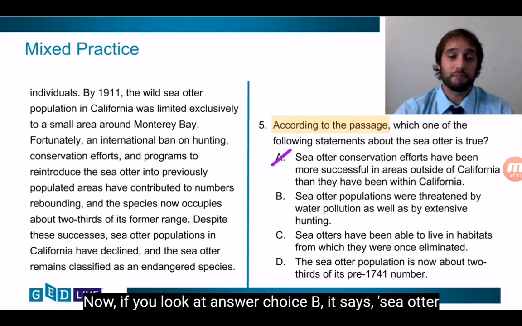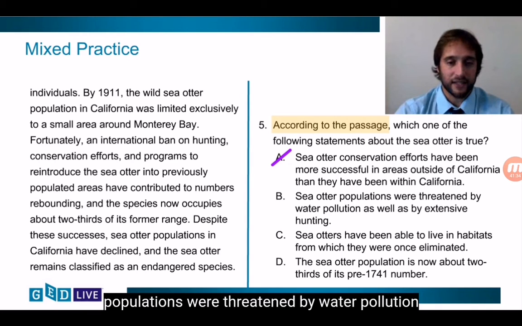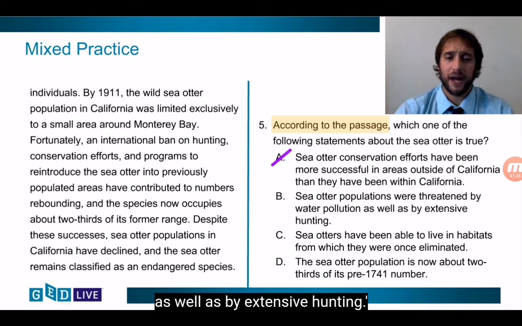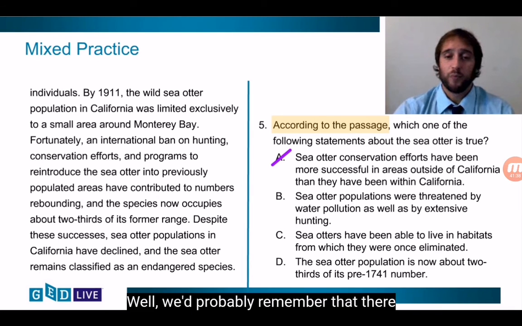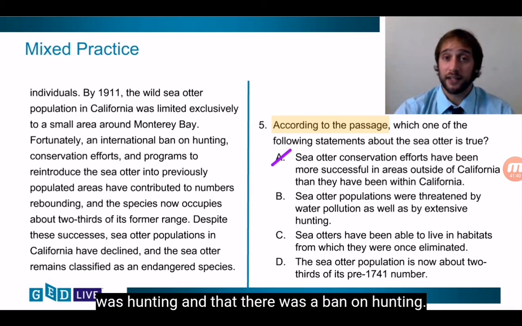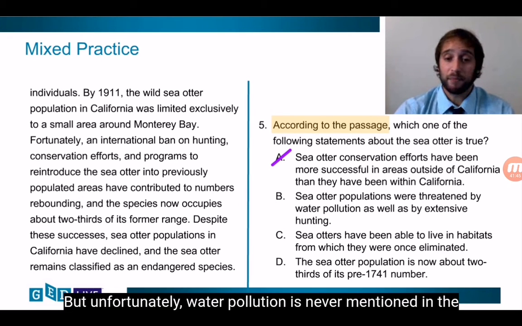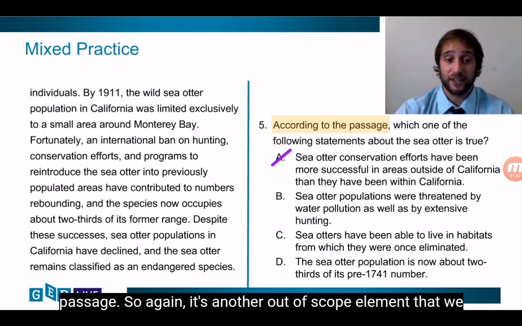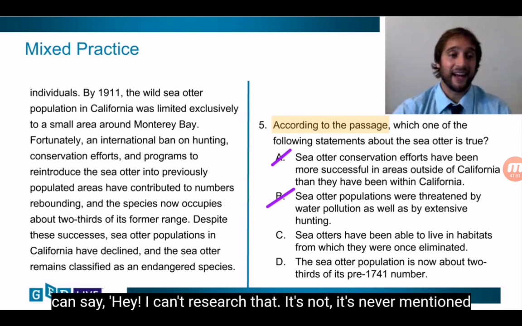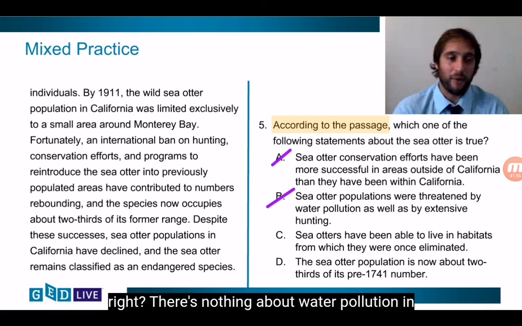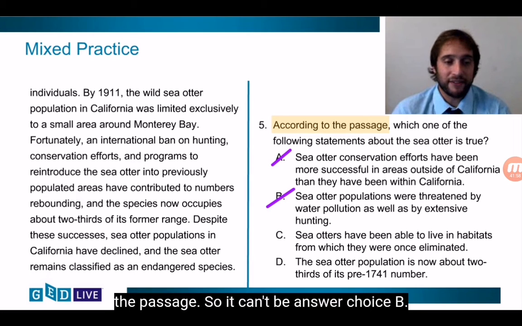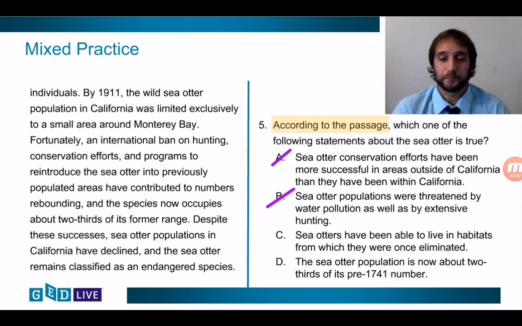Now, if we look at answer choice B, it says sea otter populations were threatened by water pollution as well as by extensive hunting. Well, we probably remember that there was hunting, and then there was a ban on hunting. But unfortunately, water pollution is never mentioned in the passage. So again, it's another out-of-scope element that we can say, hey, I can't research that. It's never mentioned, right? There's nothing about water pollution in the passage, so it can't be answer choice B.